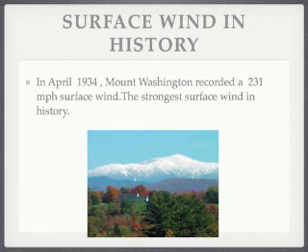Surface wind in history. The highest wind speed ever recorded on the Earth's surface was 231 miles per hour on April 12, 1934, atop Mount Washington, New Hampshire. This high elevation weather station experienced the winds in an extremely strong jet stream that had descended unusually low into the atmosphere.